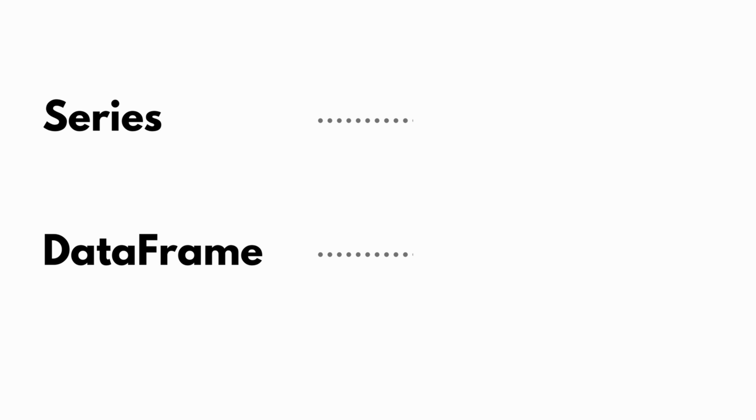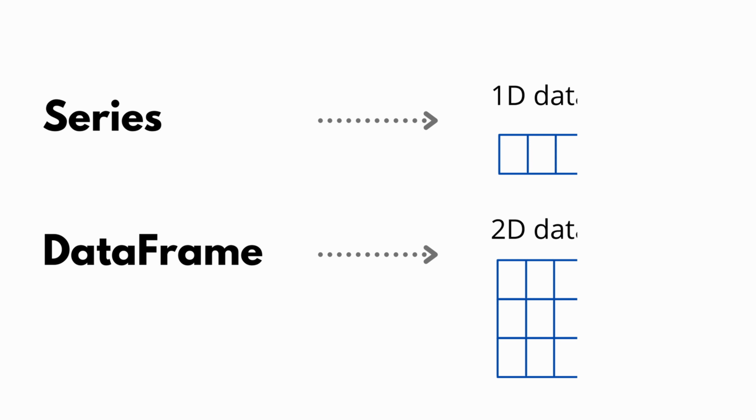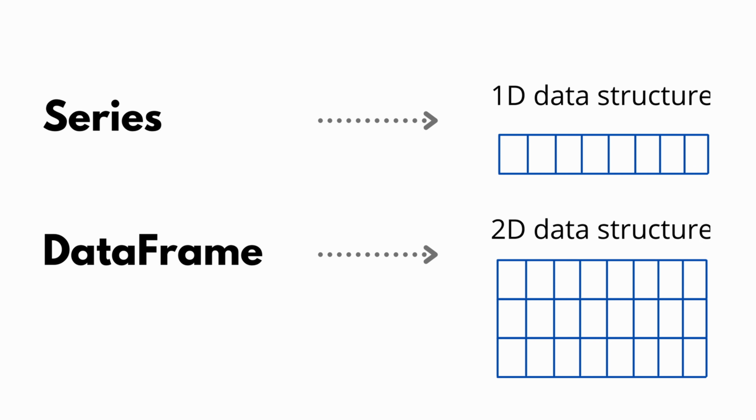The two primary data structures used in Pandas are Series and DataFrames. A Series is a one-dimensional labeled array capable of holding data of any type, whereas a DataFrame is a two-dimensional labeled data structure with columns of different types, like a spreadsheet or SQL table.